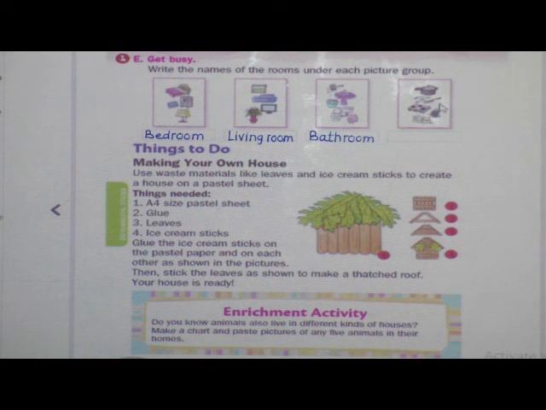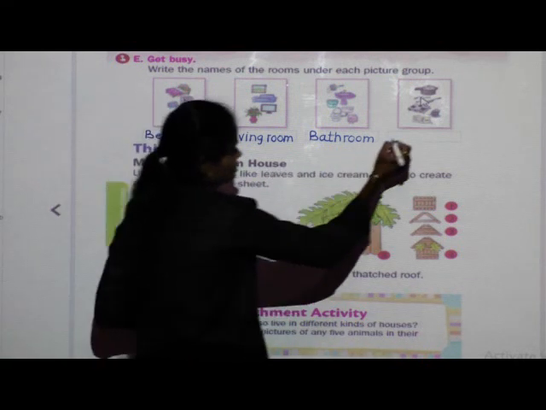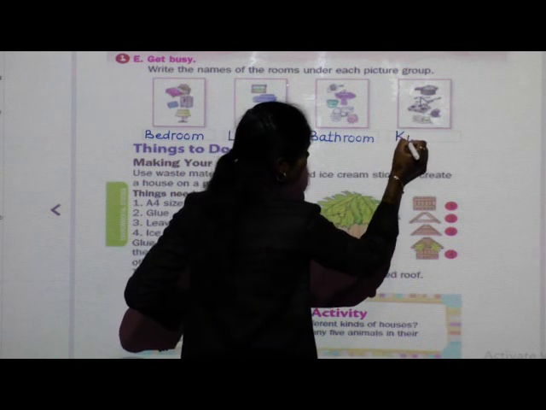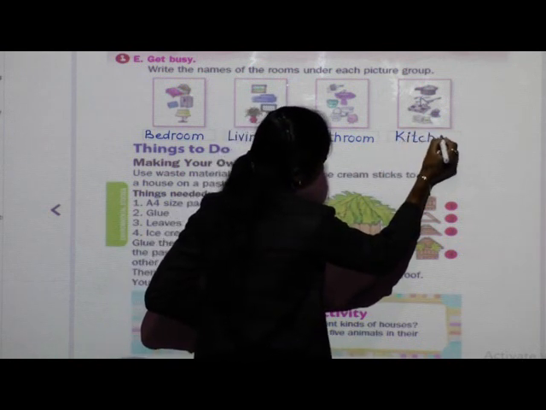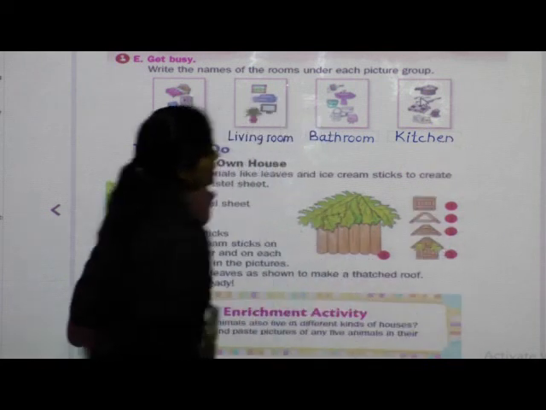See, observe this picture and tell me which things are these and where do you find these things. Can you see pressure cooker is there, some spoons are there, gas stove is there. Then tell me, in which room do you find these things? Correct, in a kitchen. So write here KITCHEN, kitchen.